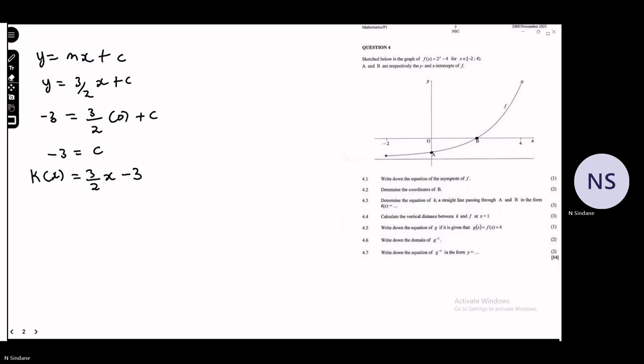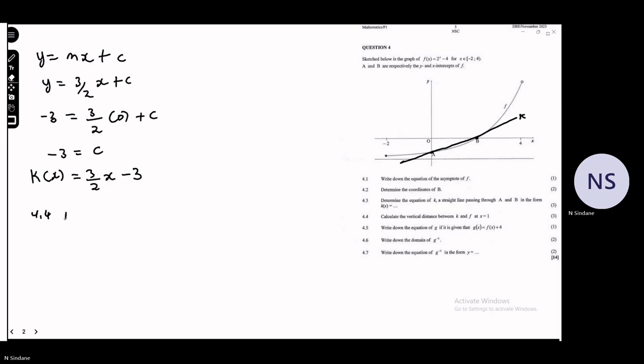Moving to 4.4, they are saying calculate the vertical distance between k and f at x is equal to 1. If I were to draw my graph, it will be something like that. That is the graph of k. You can see at this part, k is above and f is below. So whenever you subtract, you take the one that is above and subtract the one that is below.